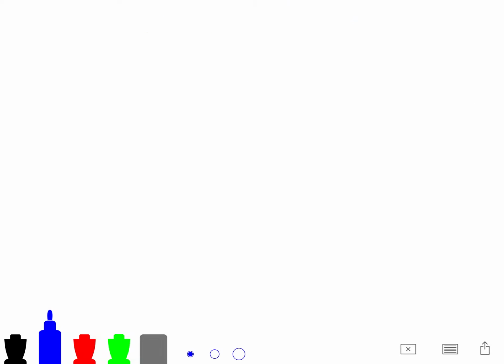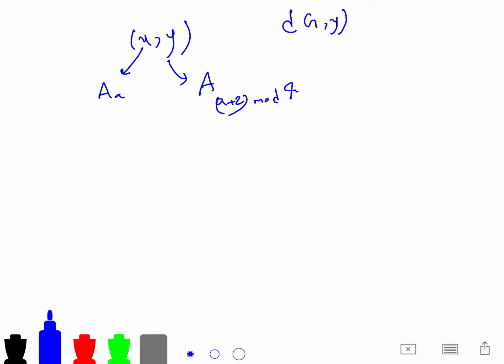And you should note that the idea of this algorithm is that it ensures that for any pair of terminals X and Y, for example, X is in AA, Y is in AA plus 2 mod 4, the distance between X and Y is at least L2 over F, even if X and Y are not in DI.